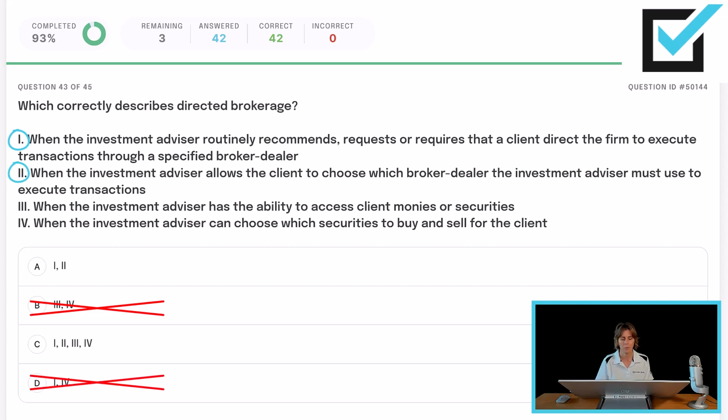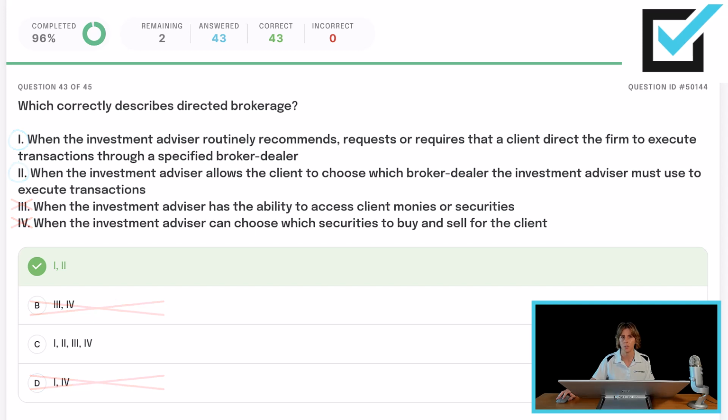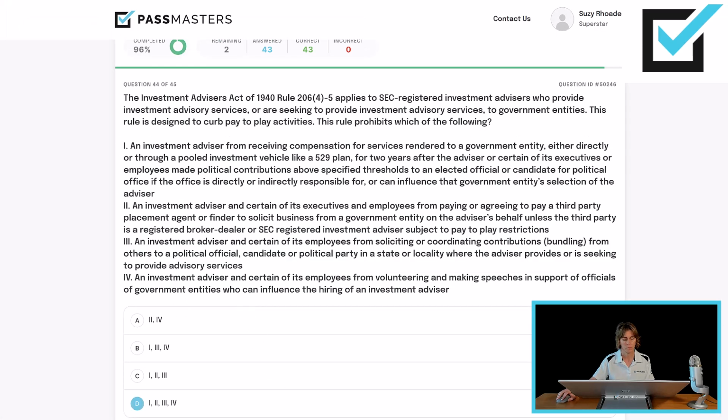3, when the investment advisor has the ability to access clients' monies or securities, that's custody. 4, when the investment advisor can choose which securities to buy and sell for the client, that's discretion. So the two that correctly describe directed brokerage are Roman numerals 1 and 2. 3 was custody and 4 was discretion.